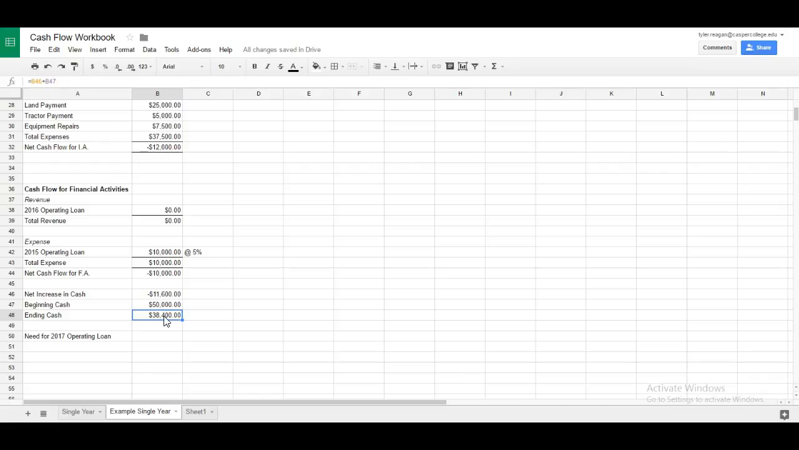So what do you need to do? You need to take out an operating loan. What we're going to do is figure out how much of an operating loan they're going to need, and we're going to use an if-then statement. An if-then statement is typed in by saying equals if.